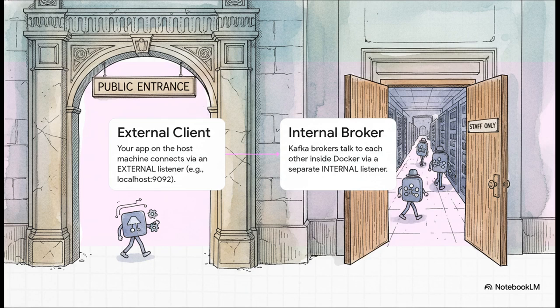The best way to think about this is like a building with a public lobby and a private staff-only hallway. Your application walks in through the public external door. But once they're inside, the brokers use their own secret internal hallway to talk to each other. You absolutely need both for the system to work.